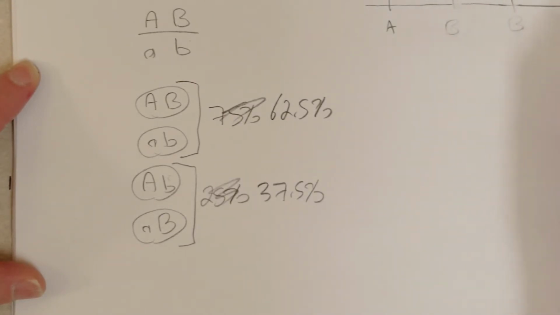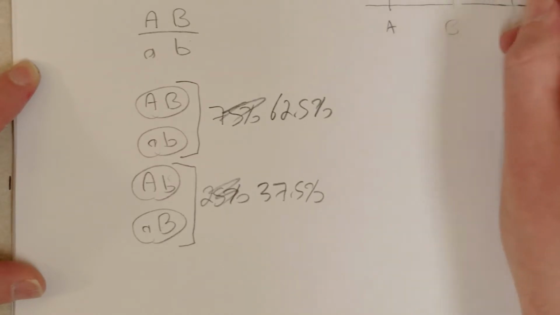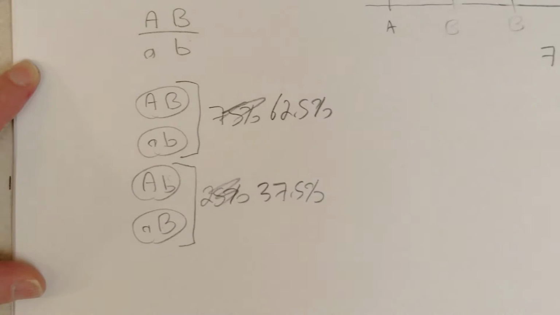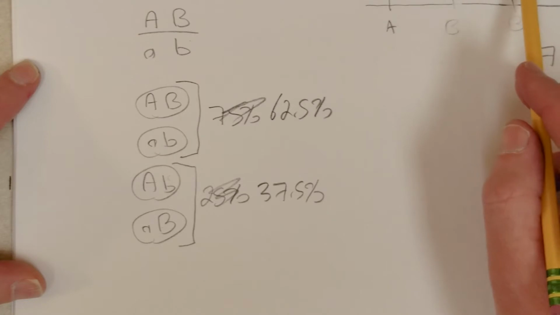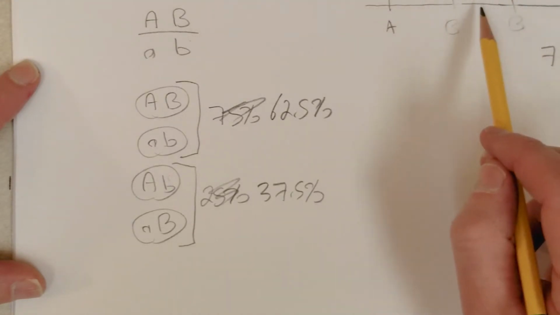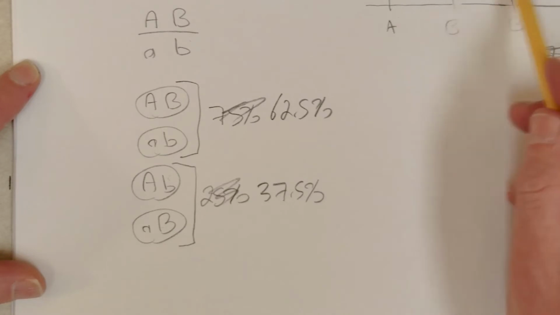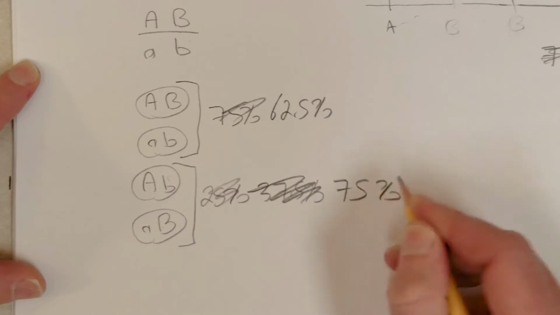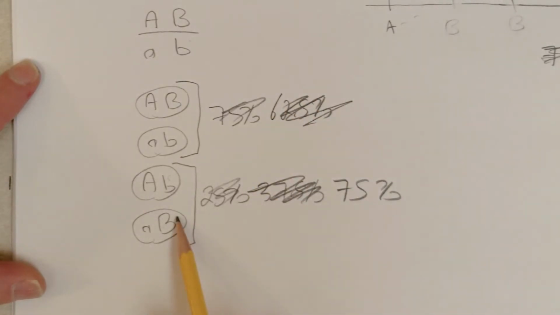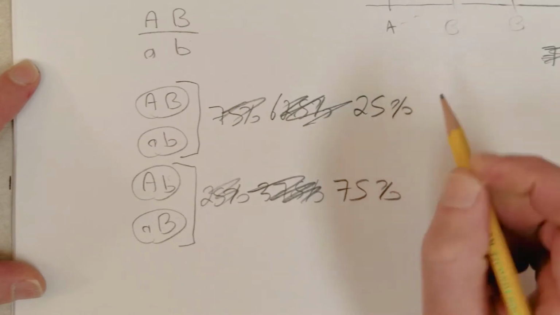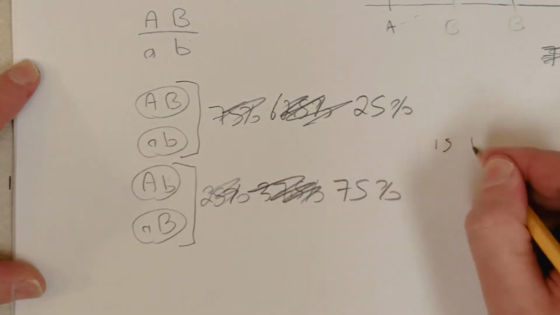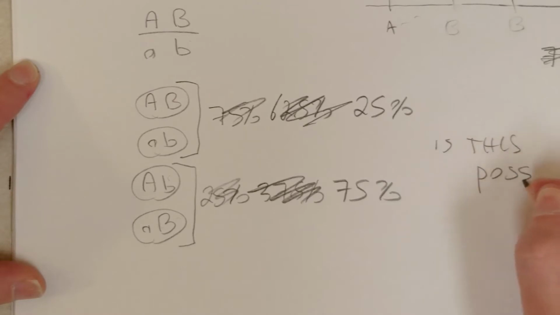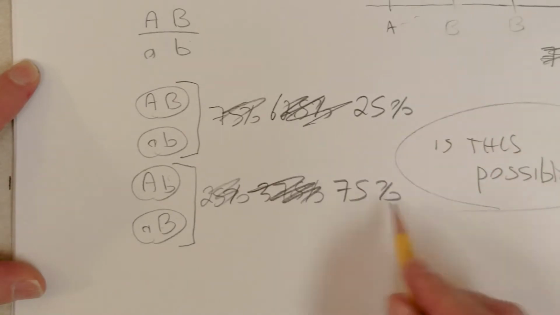Do we ever go up to 75 centimorgans? Is that possible? Well, in some ways it's possible, and I can explain that in a moment. But if these are 75 centimorgans apart, is it possible for us to have 75% recombinant gametes and 25% non-recombinant gametes? In this video, we are going to learn that it is not possible.